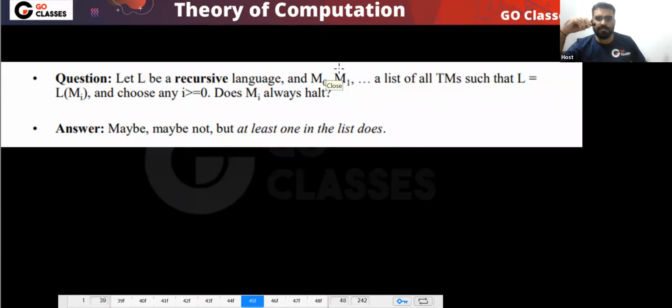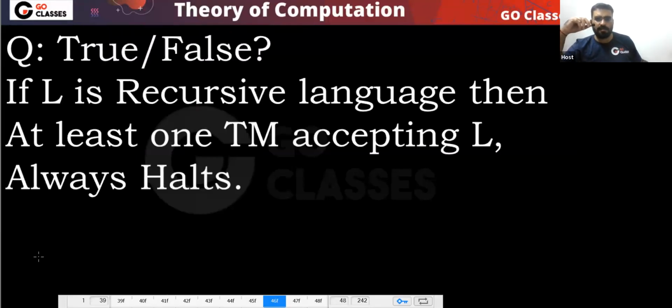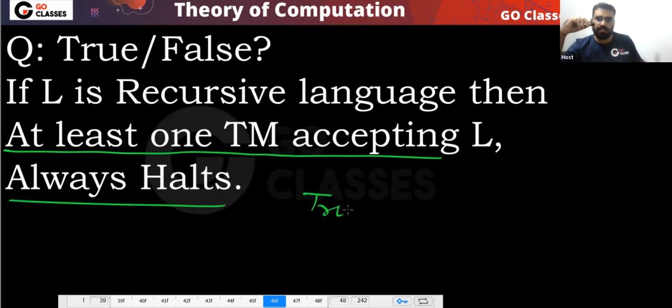Now I am going to ask you many questions again. Can you give correct answers? Read the question very carefully and give the answer very carefully. Is this clear? So let's start the game. Let's start the questions again. Tell me about this one. If L is a recursive language, then at least one Turing machine always halts. So this statement is true.